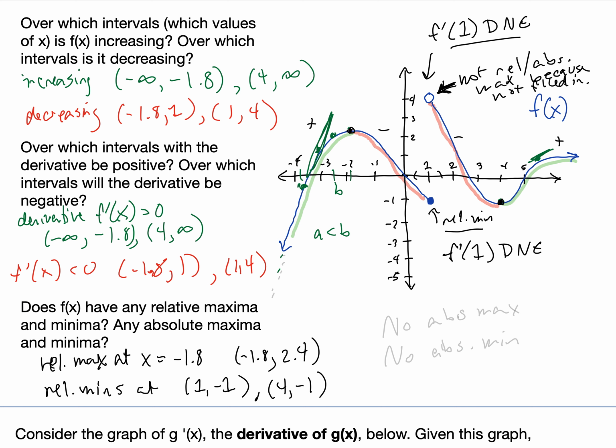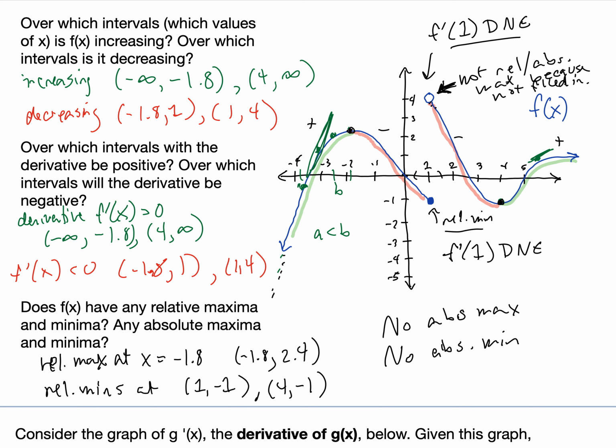Finally, are there any absolute maxes and mins? Well, this is not a relative or an absolute max. There are no absolute maxes on this function. Like here, there is no one point that we could say is taller than all of the other points or higher than all of the other points. So no absolute max for this function. And it also looks like no absolute min for this function because it looks like it just continues going down forever. So no absolute min either.